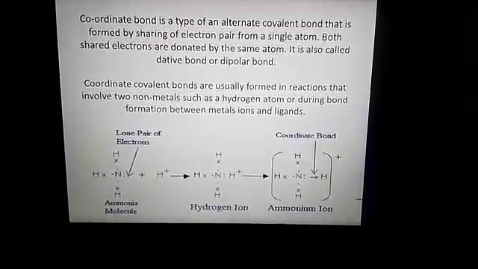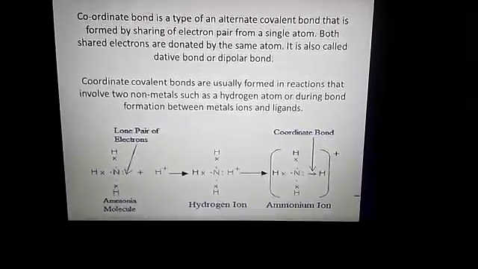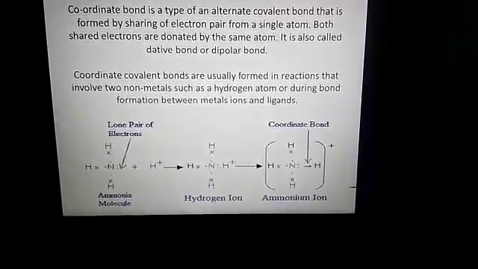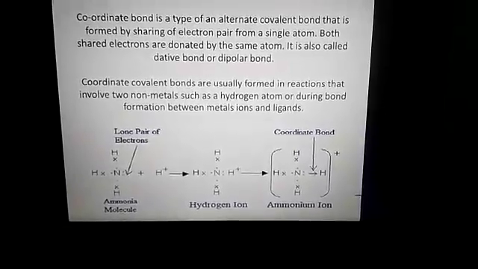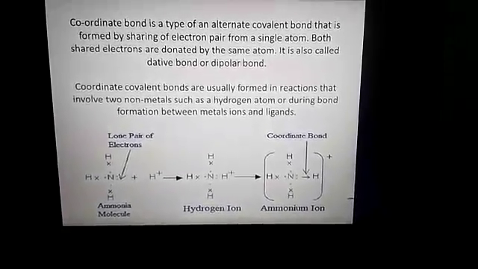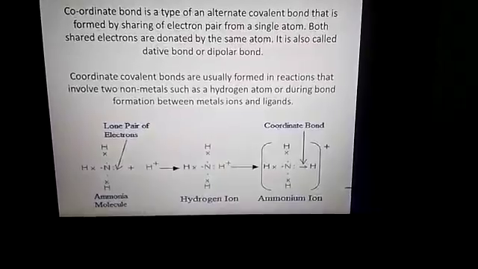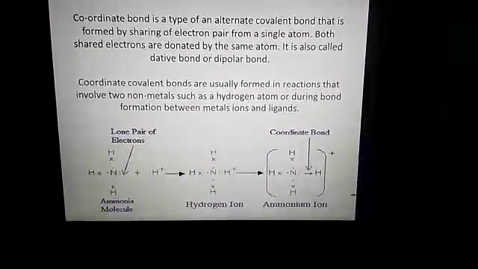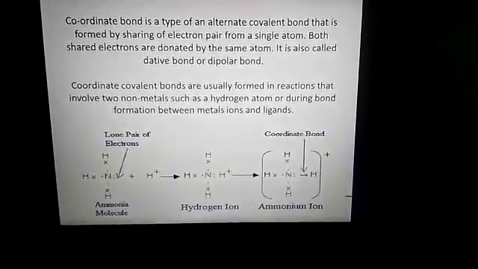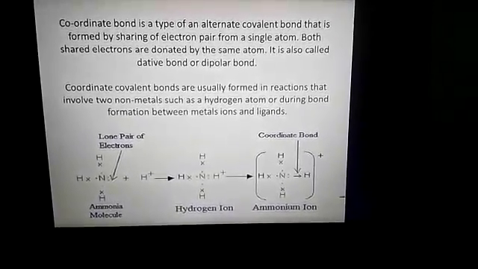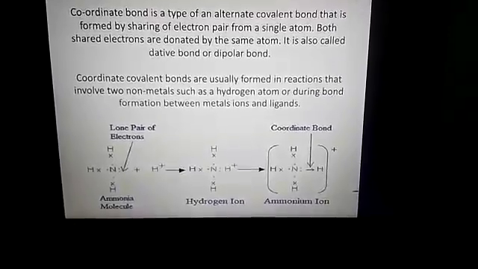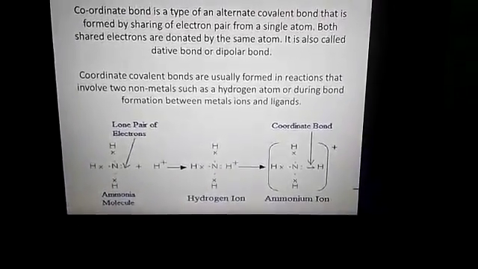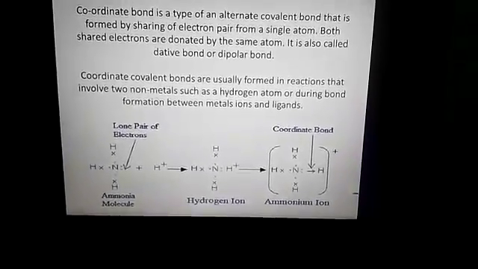See here, the lone pair of electrons in the ammonia molecule. The ammonia formula is NH3. There is a lone pair of electrons, and thus it combines with a hydrogen ion. It forms NH4, that is, ammonia will convert into the ammonium ion by a coordinate bond. That is a coordinate covalent bond.